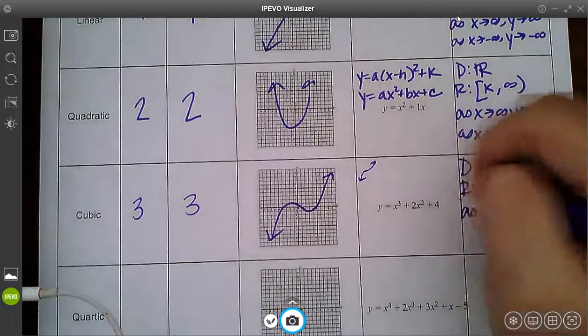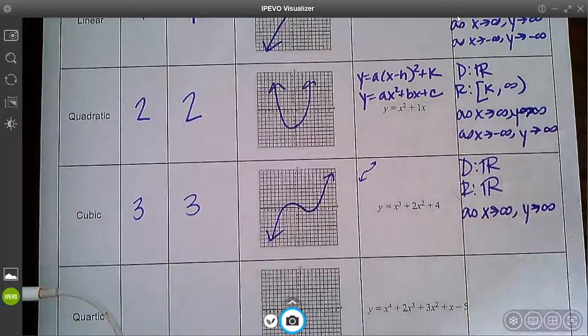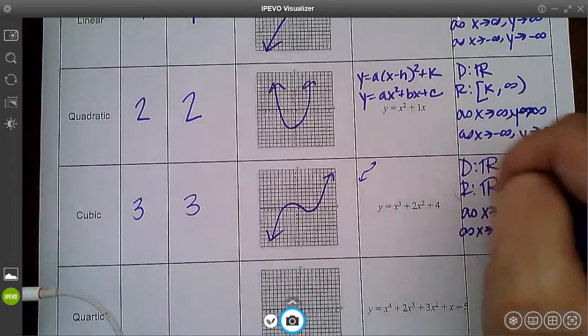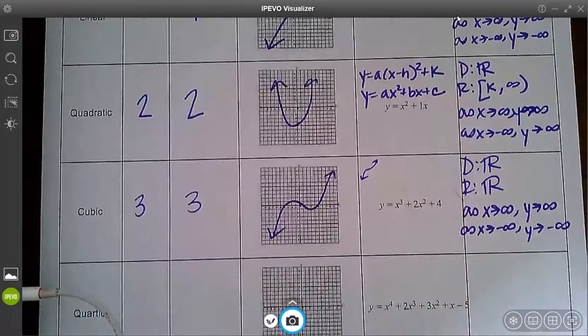My end behavior is going in opposite directions. So as x goes to infinity, y is getting bigger. But as x goes to negative infinity, it is going down, y is getting smaller. So it's going in opposite directions.